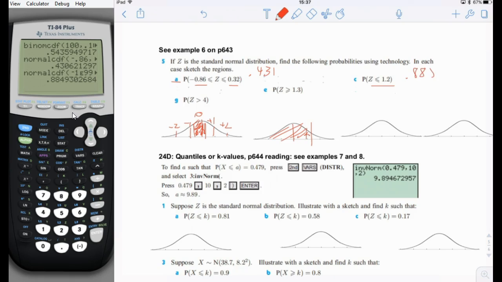And the percentage or the decimal is going to be 0.885. Let's do E. E is Z is greater than or equal to 1.3. So 1 would be there, 1.3 would be about there. So you're looking at that region. Second distribution, and then we're going to put from 1.3 to 1 EE 99. Paste. 0.0968.